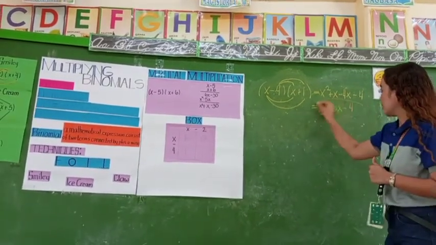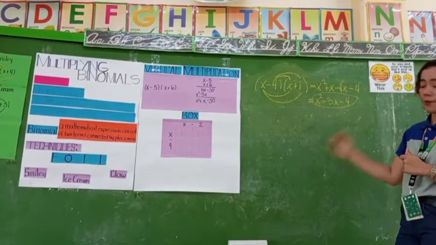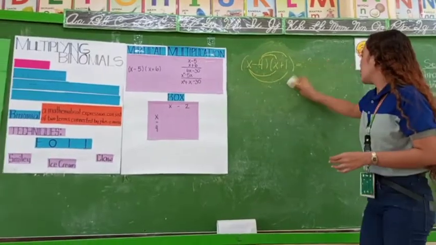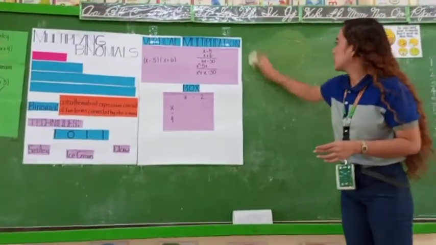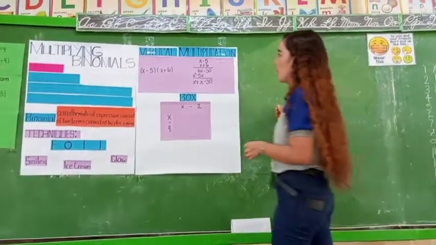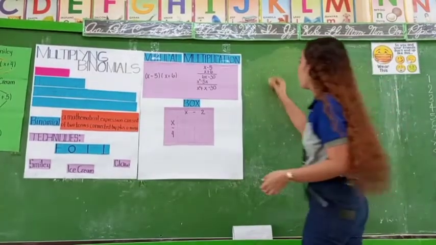Okay, that is the answer. X squared minus 3x minus 4. That is for the claw method. So now, I'll give you a chance to answer it. Each group. Okay, so for the smiley method, gawin nyo ang sinasabi ko.